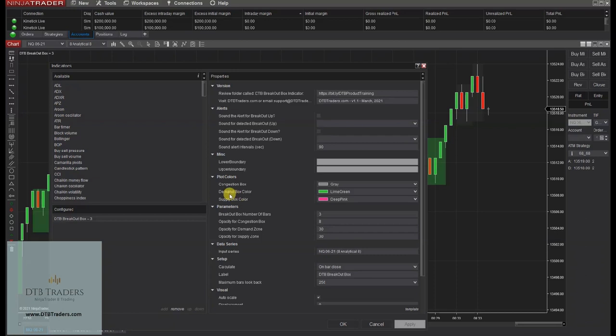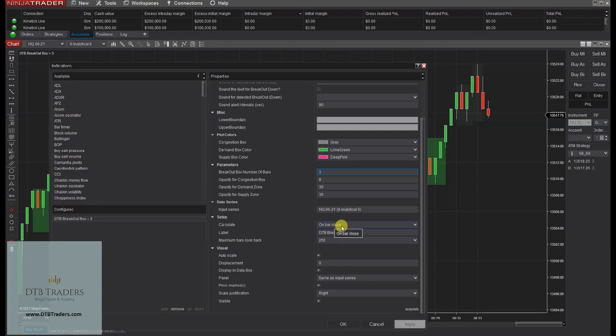And then you can obviously change the coloring of these boxes. You can also change the amount of bars that a box is monitoring. So if you want to increase the amount of bars, you can do that. If you want to decrease them, you can do that too. So those are the settings for this specific indicator.